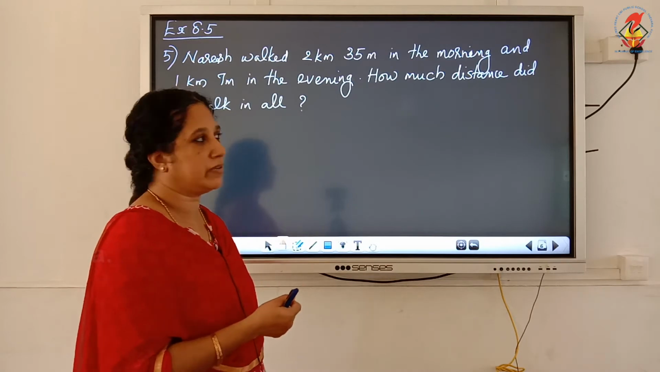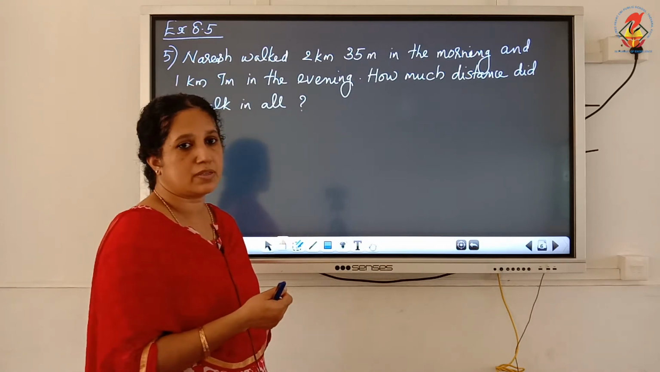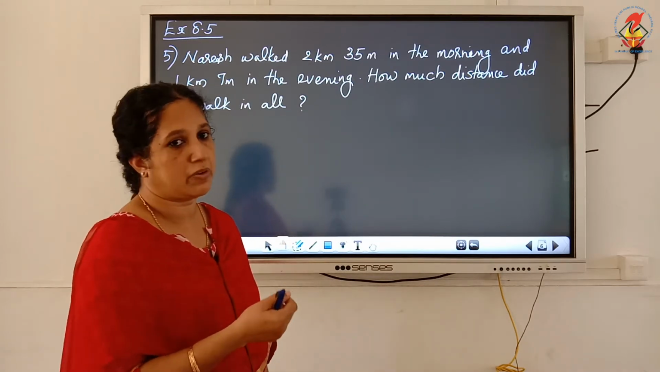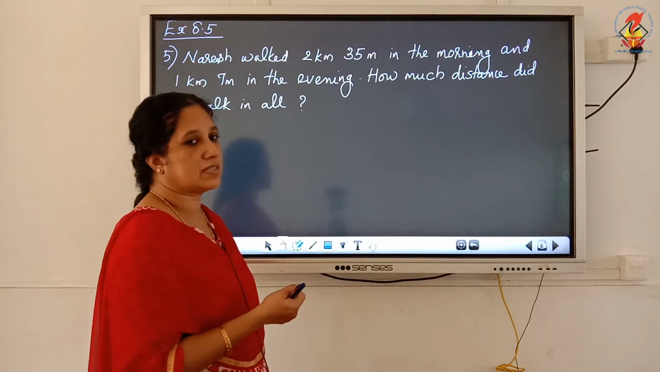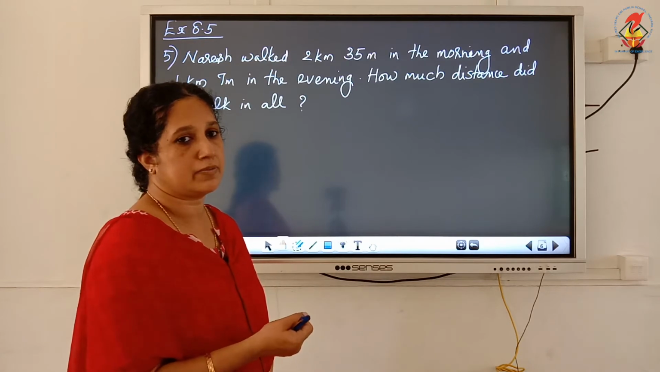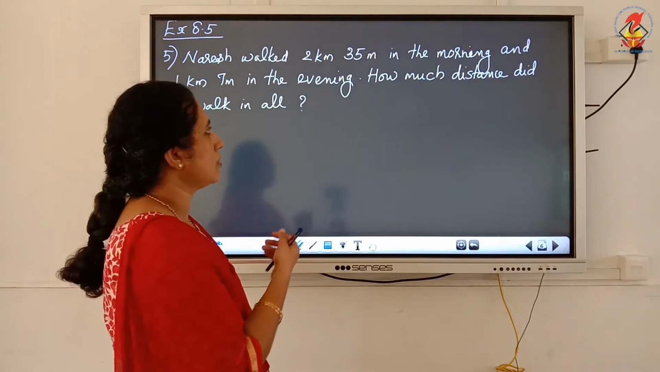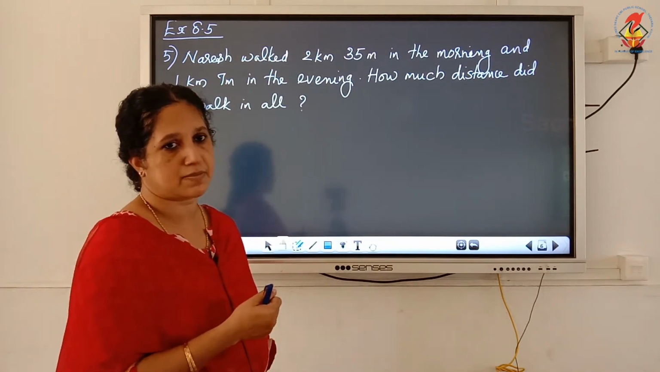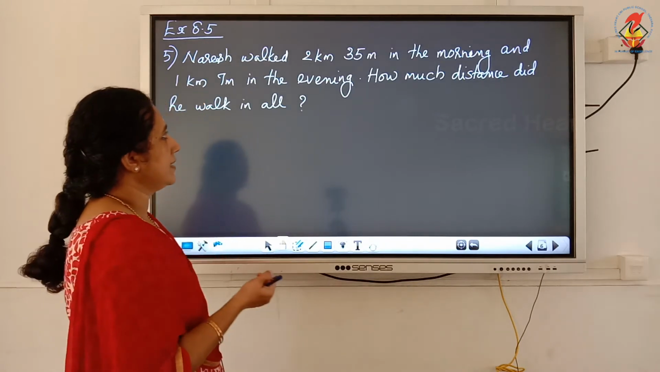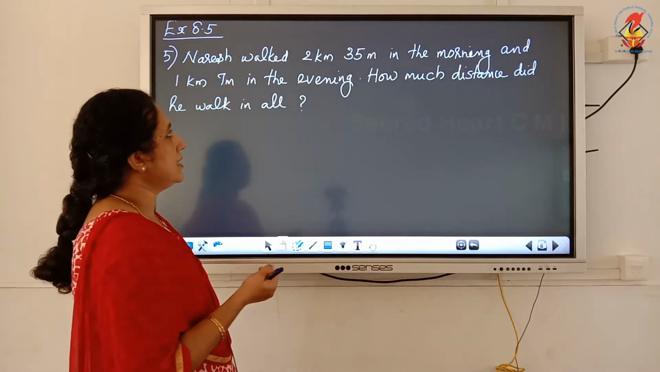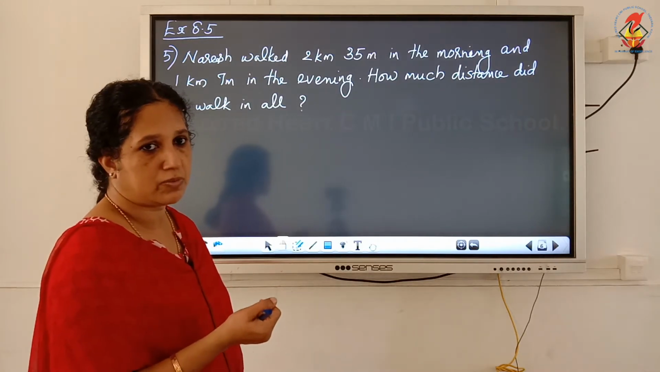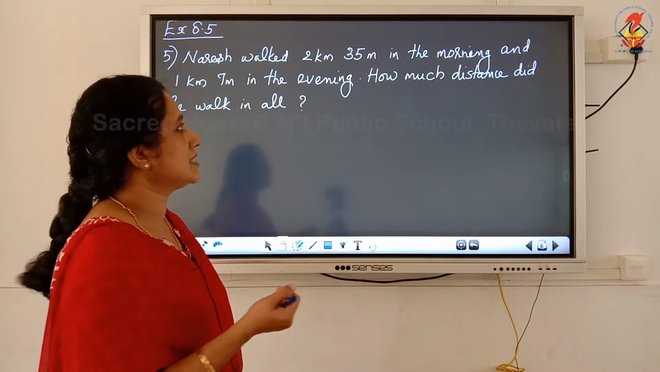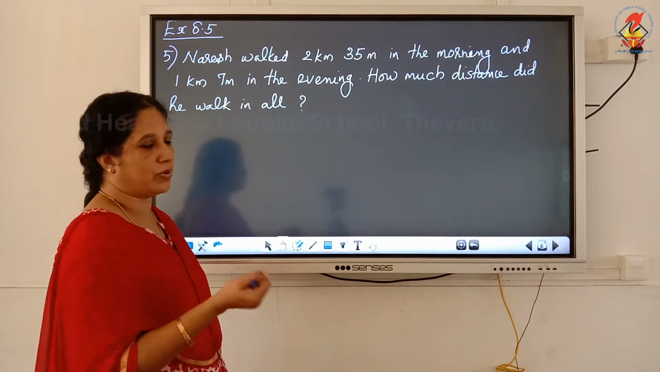So how can we find the total distance walked? We have to add. In order to find the total distance, we have to add the distances. Now how can we write the first step? Naresh walked 2 km 35 meter in the morning. So the first step is the distance walked in the morning.